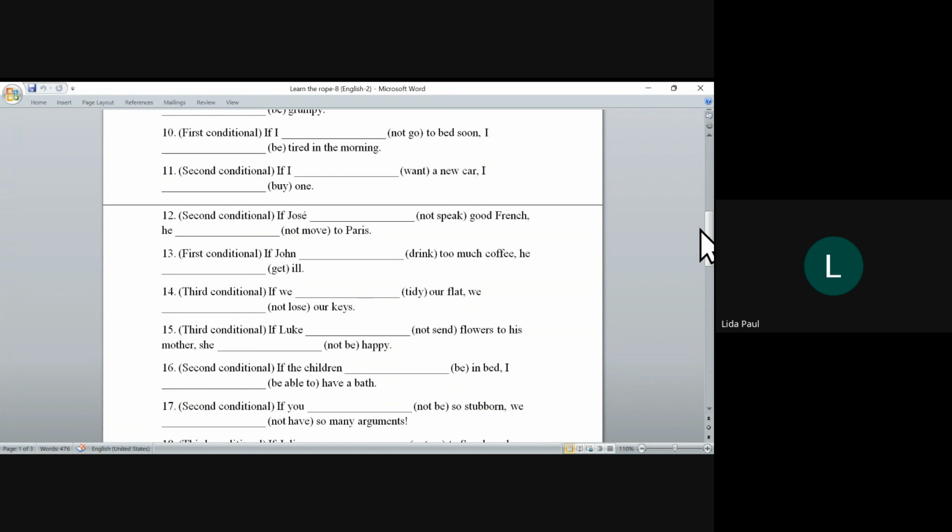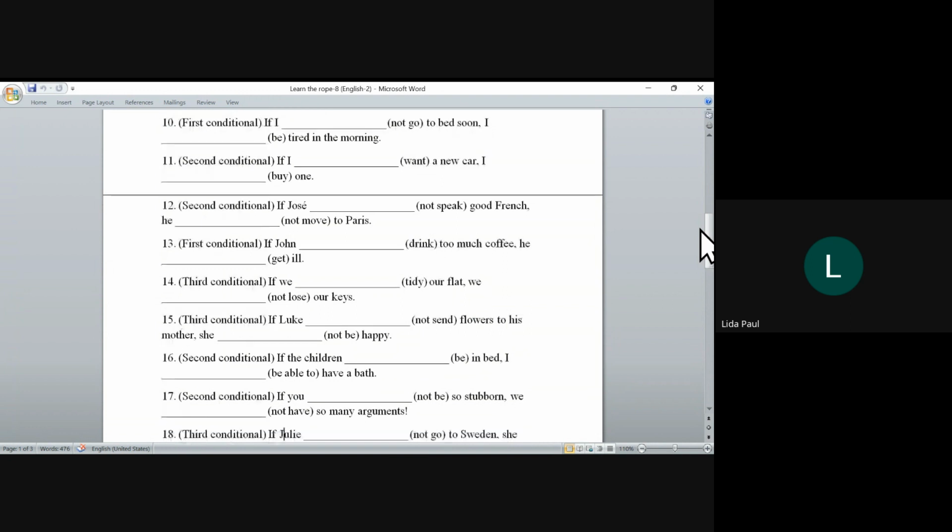If the children, because children is in plural, you'll have to use the plural form of the verb be in past tense, which is were. If the children were in bed, I would be able to have a bath, right? You don't change anything there. You're only supposed to use would and then the bare form of the verb, which is be able to. So if the children were in bed, I would be able to have a bath.